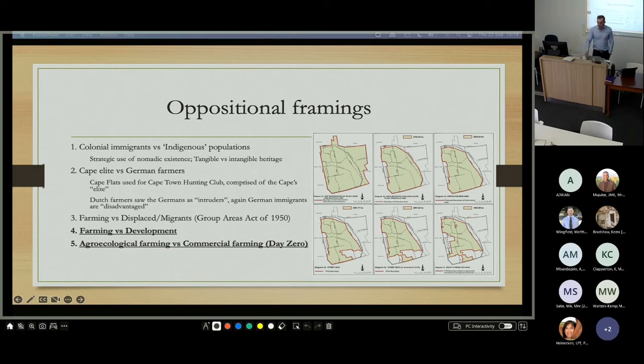Coming into a bit more of the modern era, farming versus displaced or migrant groups. Group Areas Act, we all know the politics of pushing certain groups outside of the cities. And where did they move? Did they get flats? And what happens is people start moving around the area, and as the development imperative becomes important to develop housing, this shrinks, as you can see through time. The PHA shrinks. This important, valuable agricultural land shrinks through time due to housing imperatives, etc.